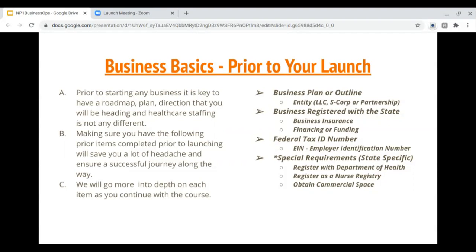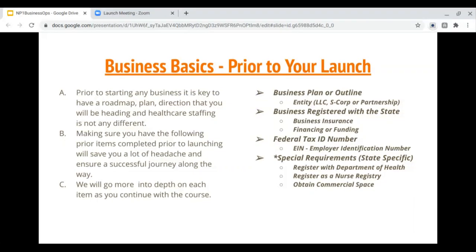The most common are your LLC, which is a limited liability corporation, as well as some people incorporate their business as an S Corp or a partnership. So in doing your business plan, you'll identify or determine if you want your agency to be an agency owner, where you, the agency owner, work the agency, or whether you want to bring in a partner, or set it up as an S Corp.